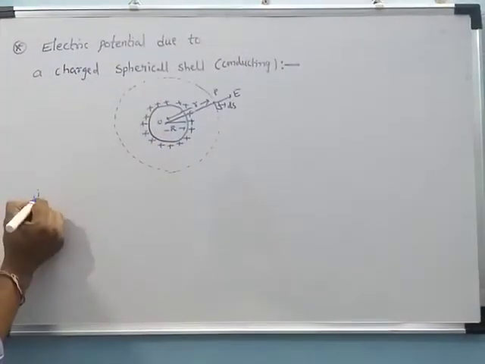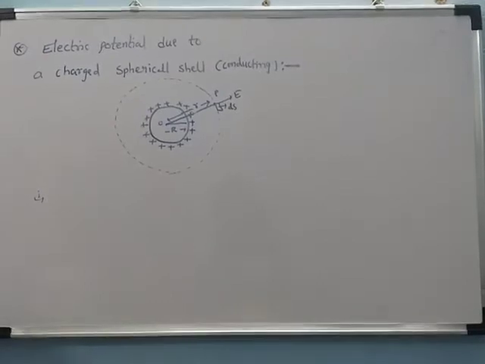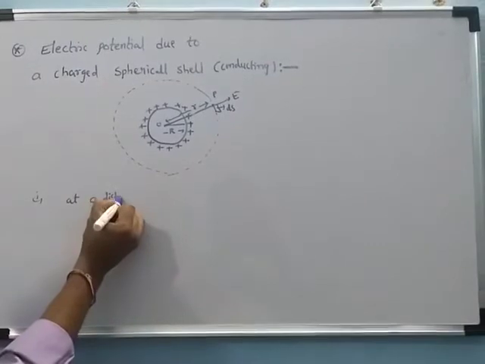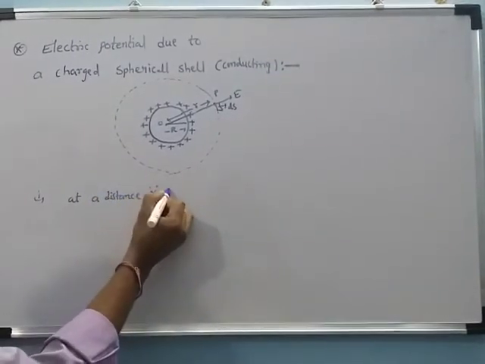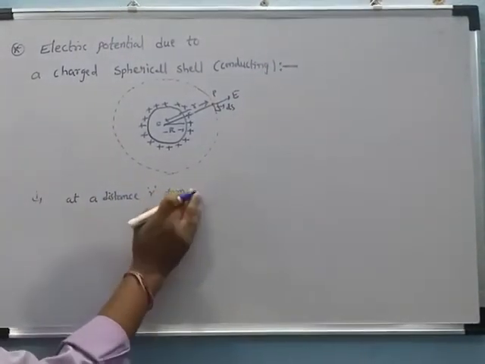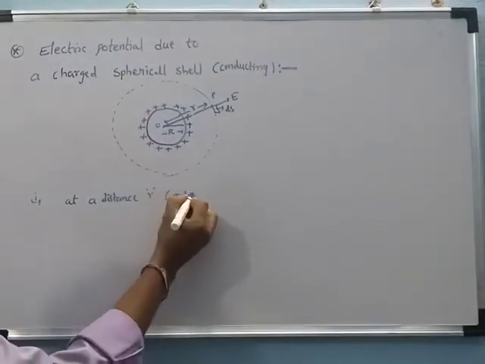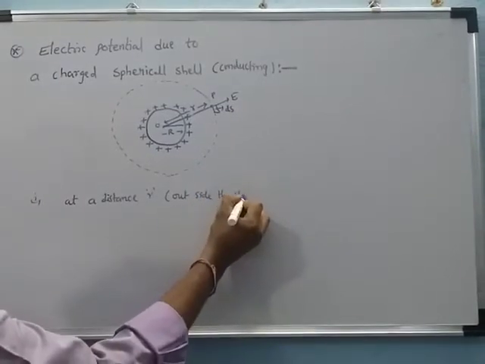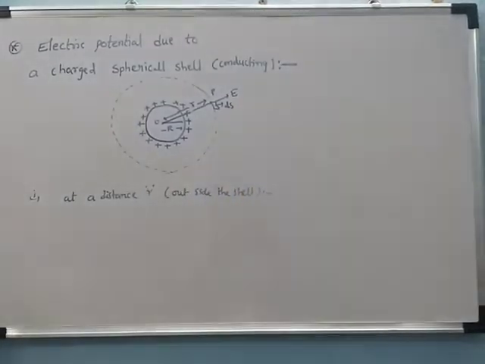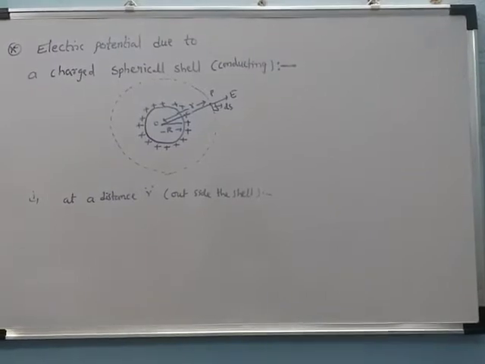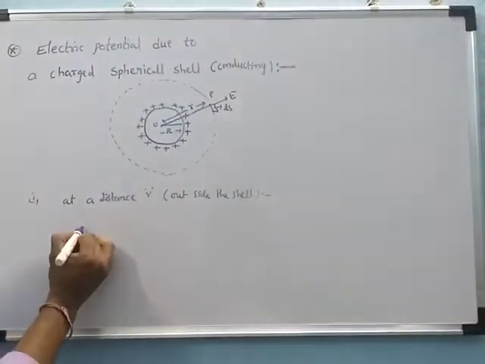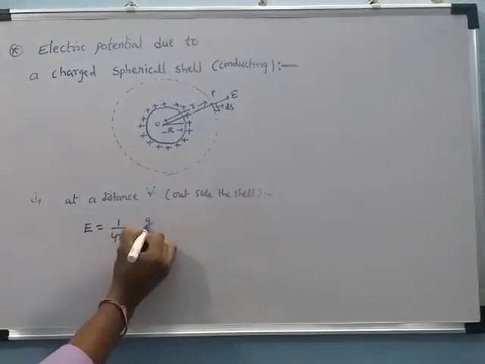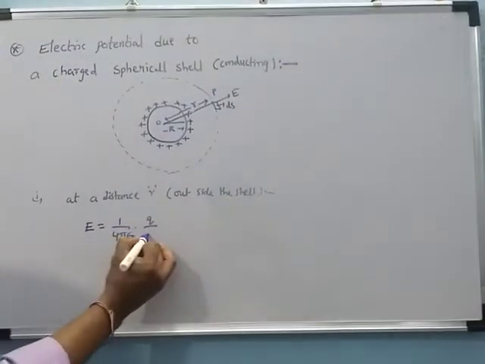Now the first condition: at a distance small r from the center, outside the shell. What is the electric field outside the shell? The formula is E equals 1 by 4 pi epsilon naught Q by R square.